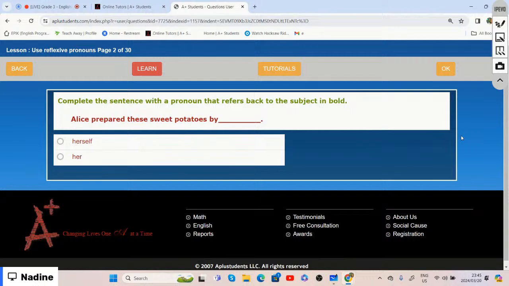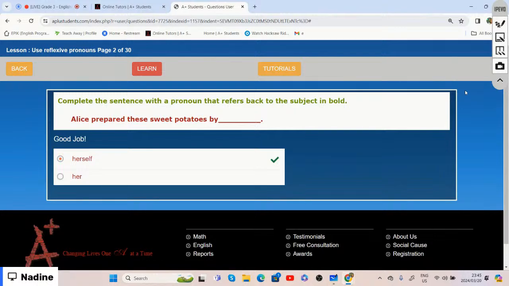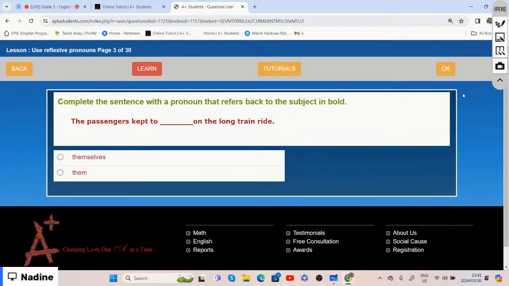All right, then if we choose the correct one, then we will say Alice prepared these sweet potatoes by herself, because herself refers back to Alice, meaning that she did it herself. She did it alone, right? So well done. Herself is correct.